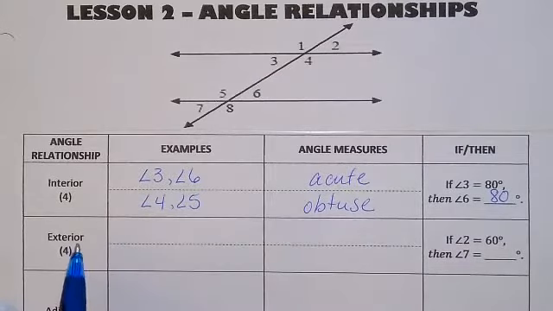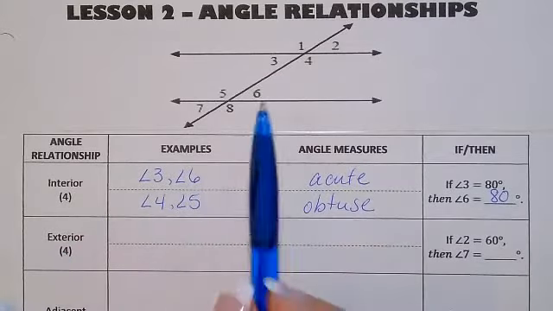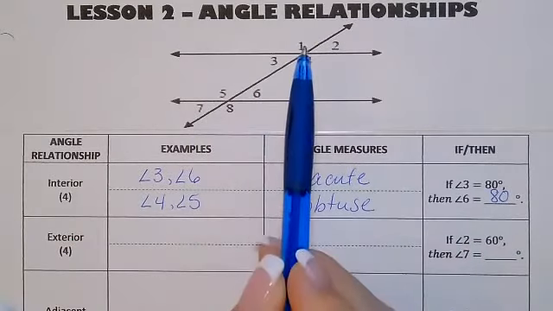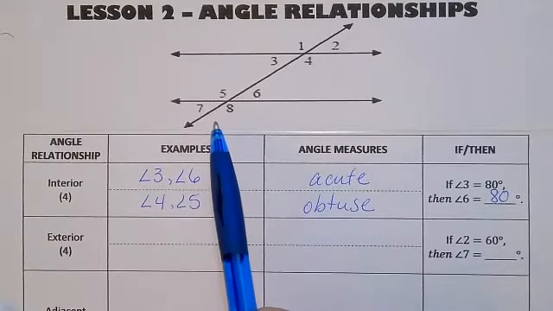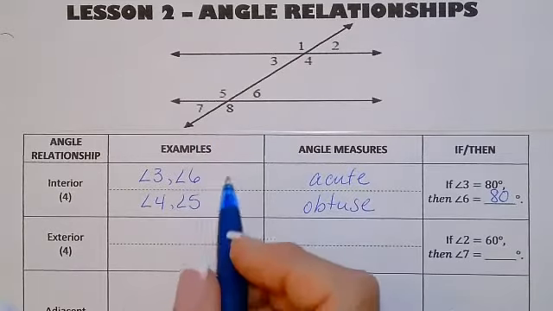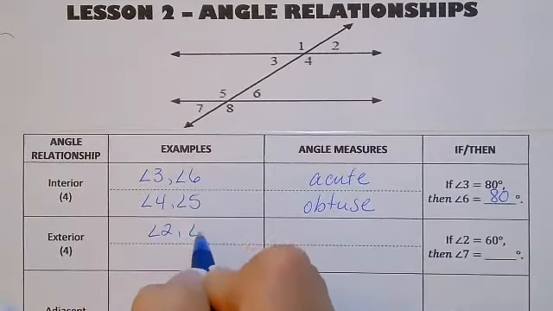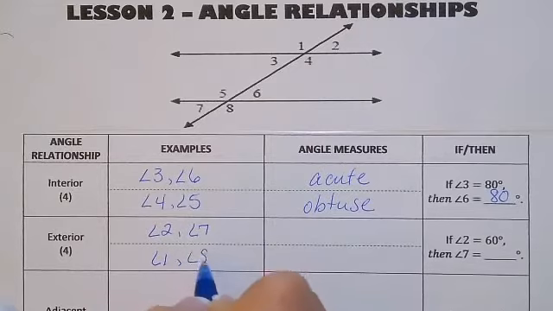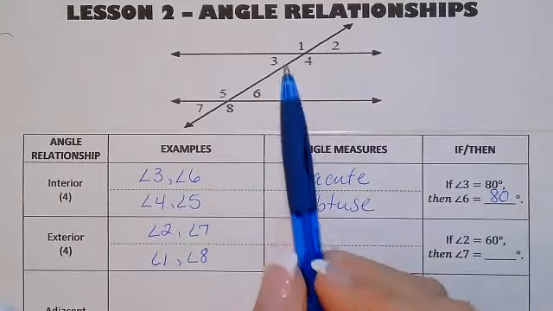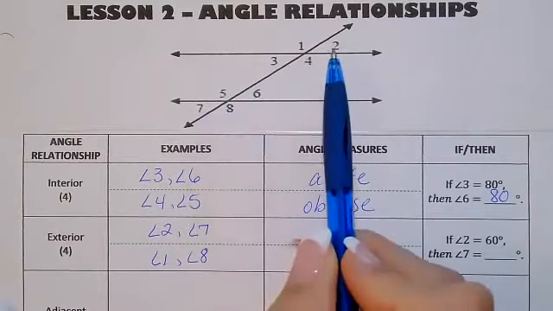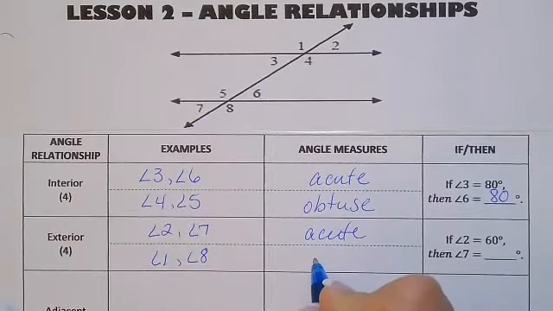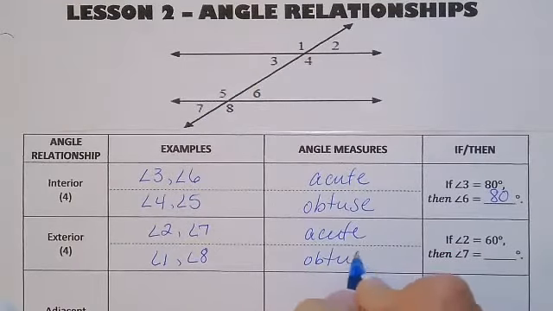All right, now we have exterior angles. There are 4. They are on the outside of the parallel lines. So 1, 2, 7, and 8 are the exterior angles. So again, I'm going to group them, angles 2 and 7. Let's see, 1 and 8. Okay, so angles 2 and 7 are both acute. And angles 1 and 8 are both obtuse.